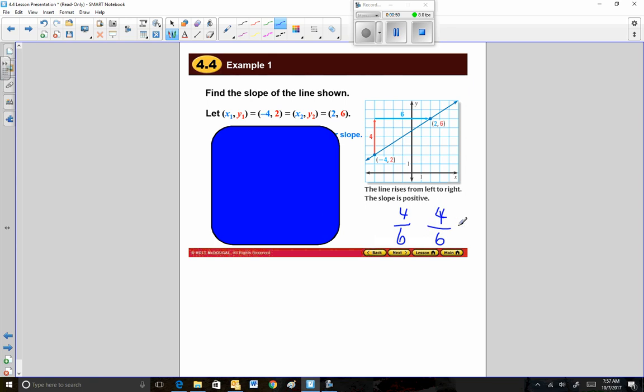And of course we have to simplify this, by the way. If these are both even numbers, they're both divisible by 2. 4 divided by 2 is a 2, and 6 divided by 2 is a 3. So our slope is actually 2/3.